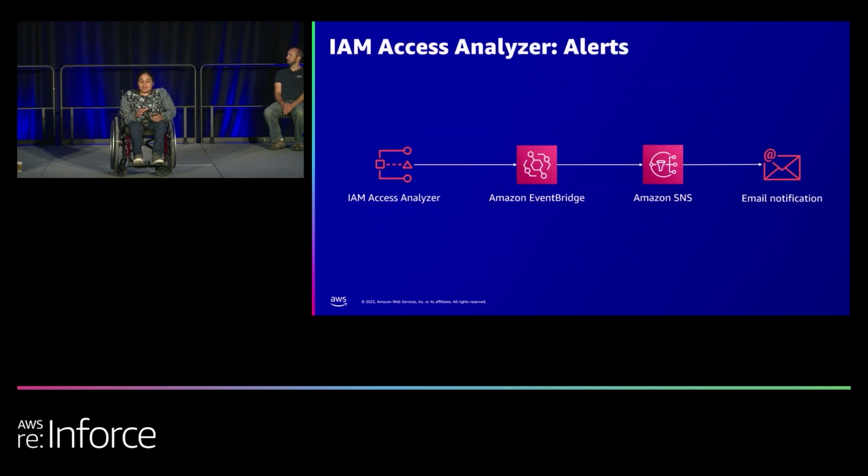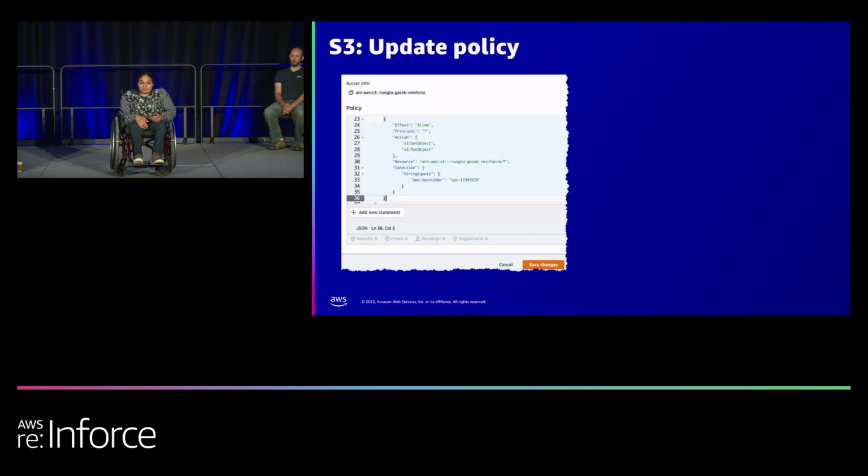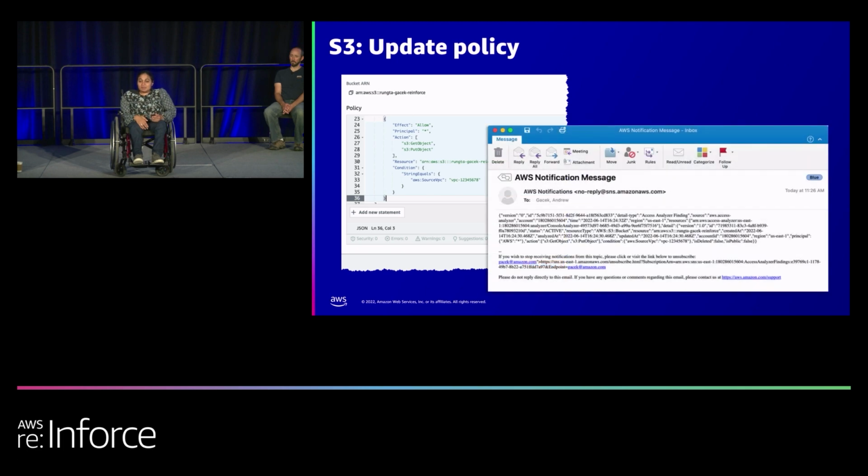Now, as a reminder, here's the architecture we set up. Now, let's see it in action. So we'll start by changing the bucket policy to grant some new access to some external VPC. Within a couple of minutes, Access Analyzer detects this change. It analyzes this new policy and generates a new finding, which shows up in Andrew's email. We were clever here. We signed up Andrew's email for this.